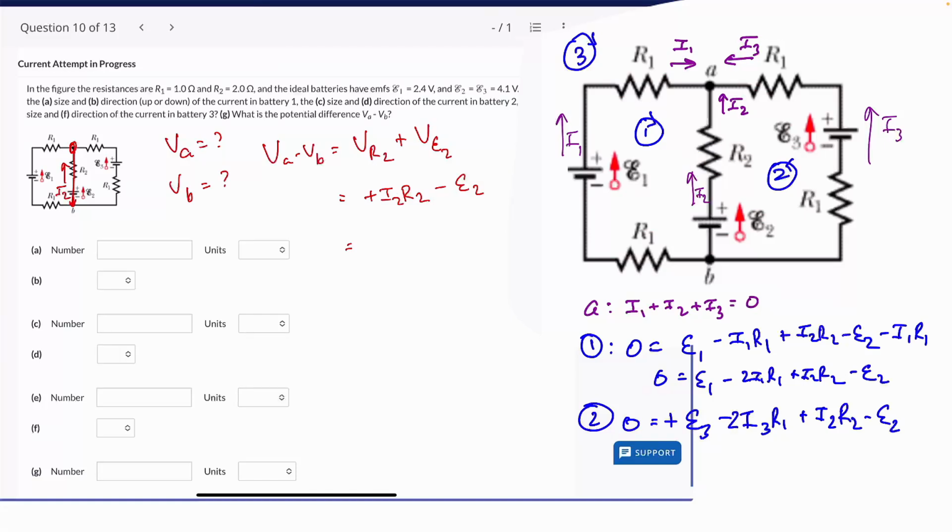Am I going too fast? What am I doing? I'm not doing 3, I'm doing 2. I thought you just said you were doing 3. Sorry, I might have said 3, but I'm doing 2. But current I3 is in that branch out there.